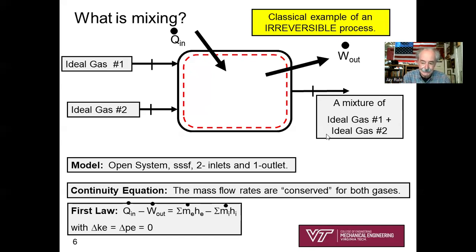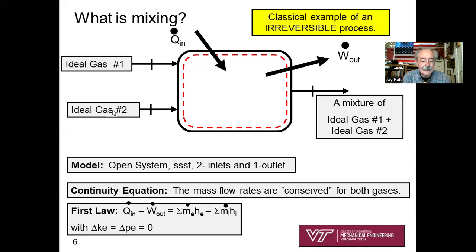We're mixing. Now, this little sketch is a classic example of an irreversible process. I hope you remember from the middle of the course that we identified mixing as one of the features that would make a process irreversible. In other words, we couldn't reverse this process and put power in, reject heat, and reverse flows and exactly get the ideal gases 1 and 2 coming out the reverse end, okay?